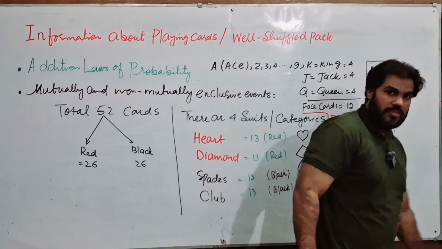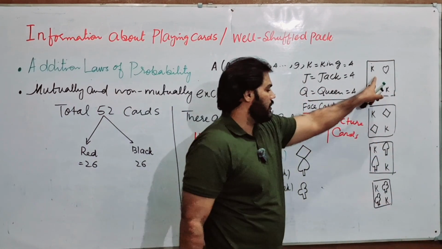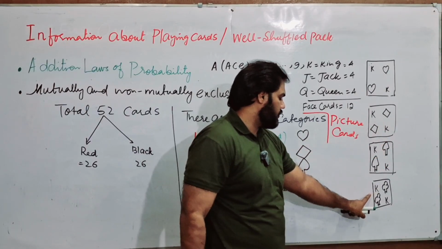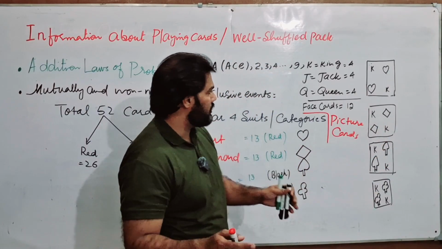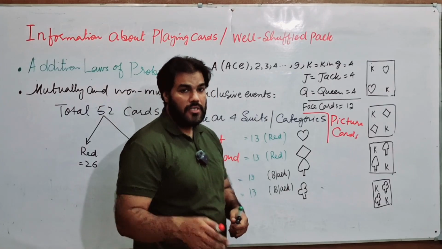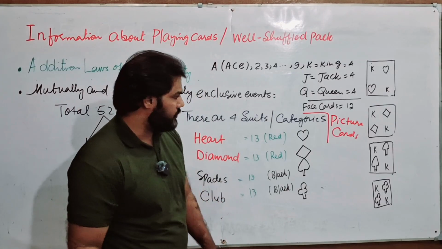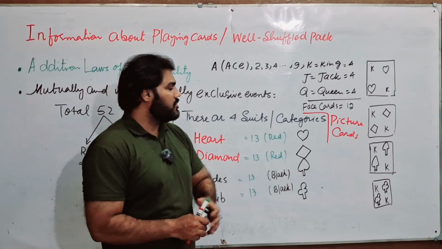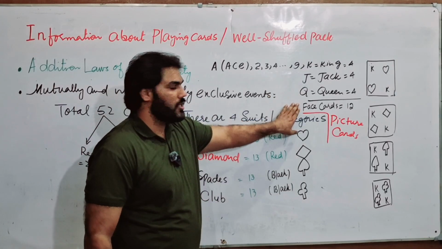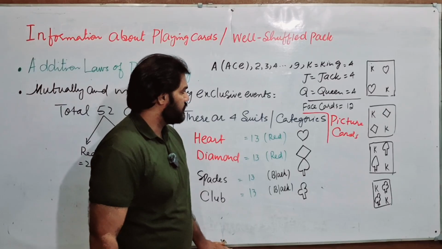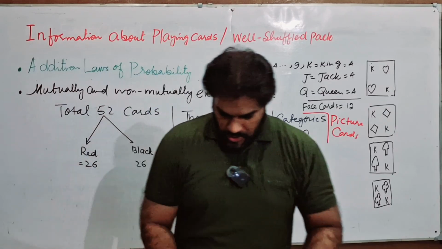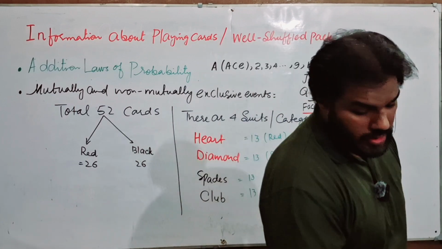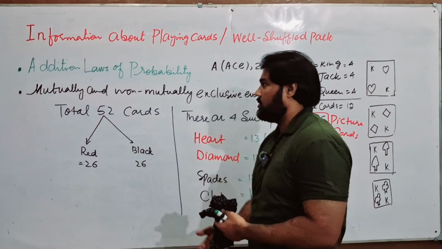There are a total of 4 kings. One king is of club, one king is of heart, one king is of diamond, one king is of spades. Similarly, you can make the other cards: jack of heart, jack of club, jack of spades, jack of diamond. So these total 12 cards are also called face cards or picture cards. Next, we discuss how we can define mutually exclusive and non-mutually exclusive events.